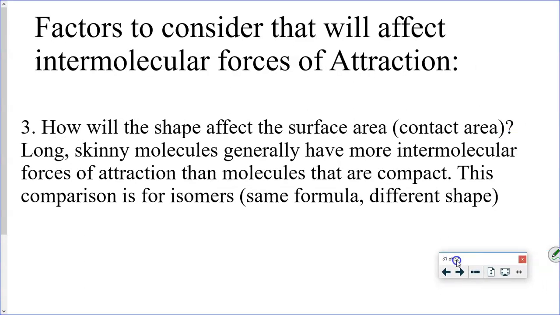And then last but not least, factor number 3: how will the shape affect the surface area? In other words, the contact area. Long, skinny molecules generally have more intermolecular forces of attraction than molecules that are compact. So when comparing isomers, essentially we want to look at what the shape of those is. Longer, skinnier ones will have greater intermolecular forces and lead to bigger boiling points and different properties such as that.